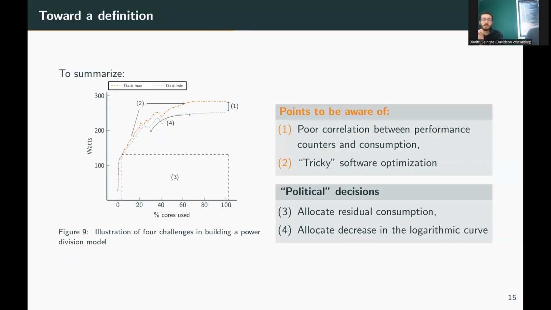So to summarize, there are several points to be cautious about when we define a power model. First, you have a poor correlation between performance counters and energy consumption. If you want to have a perfect model, you will need to understand exactly which instruction consumes which amount of energy. If you just take into account CPU load, then you will have a high variation.